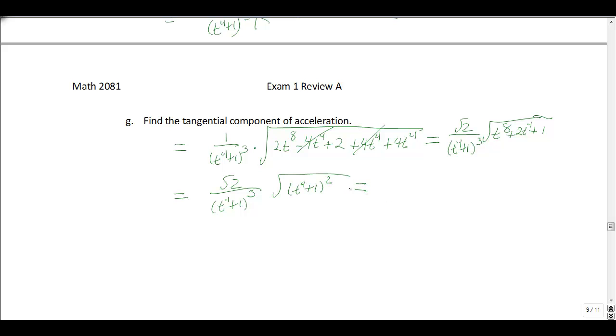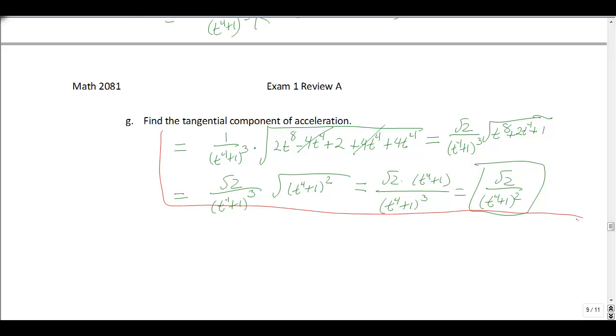And so what I get here is square root 2 times t to the 4th plus 1 over t to the 4th plus 1 cubed. So I can cancel out one factor, t to the 4th plus 1, and I get square root 2 over t to the 4th plus 1 squared. So that is the curvature, which is the answer to part F, and we just sort of spilled over here into the space for part G.